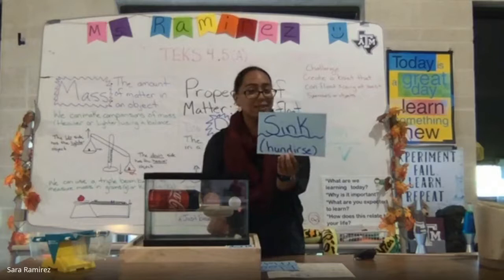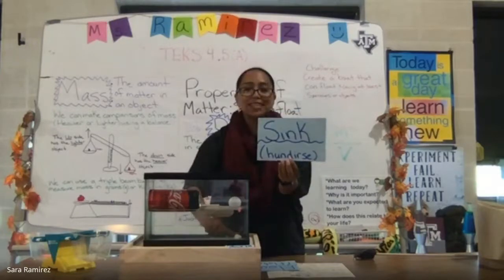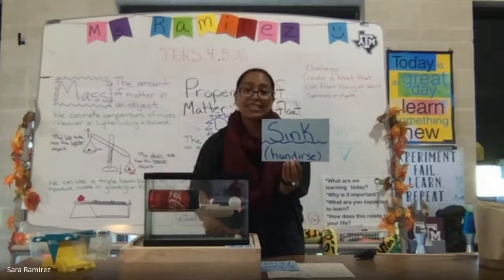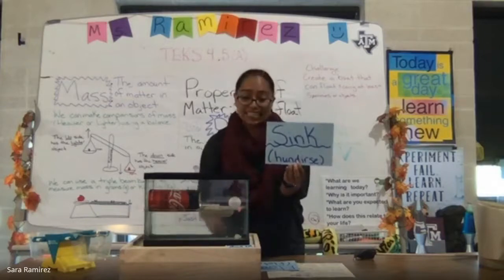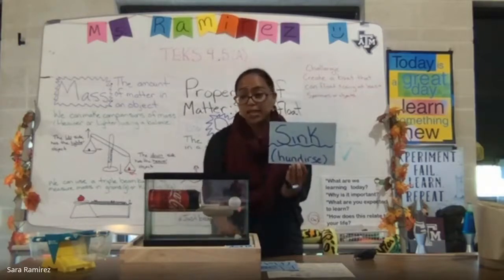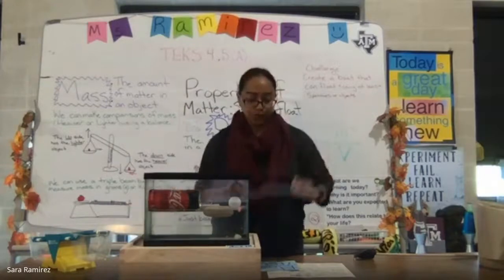The items that sank are the limestone rock and the bead. Did that surprise anybody? What we can say for these objects is the objects that sink are more dense than the liquid that they are in. In this case, the rock and the bead are more dense than the water.